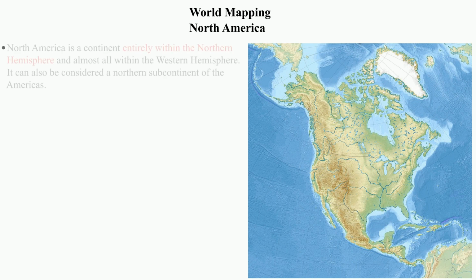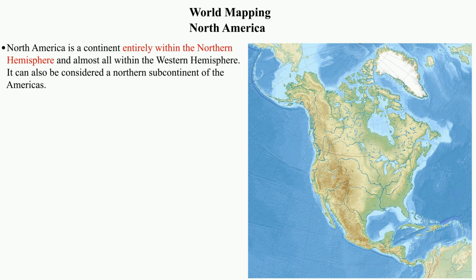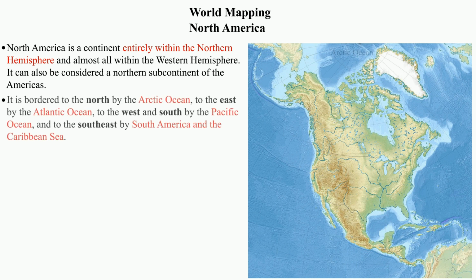First, North America is a continent entirely within the northern hemisphere and almost all within the western hemisphere. It can also be considered the northern subcontinent of the Americas. It is bordered to the north by the Arctic Ocean, to the east by the Atlantic Ocean, to the west and south by the Pacific Ocean, and to the southeast by South America and the Caribbean Sea.